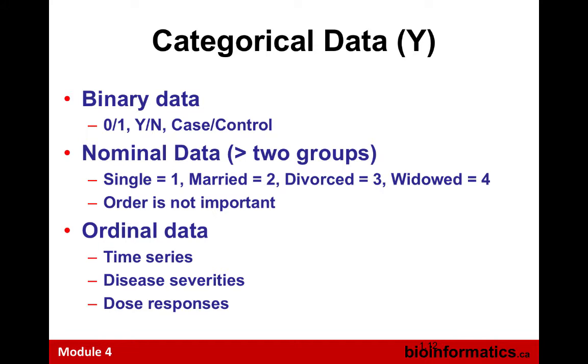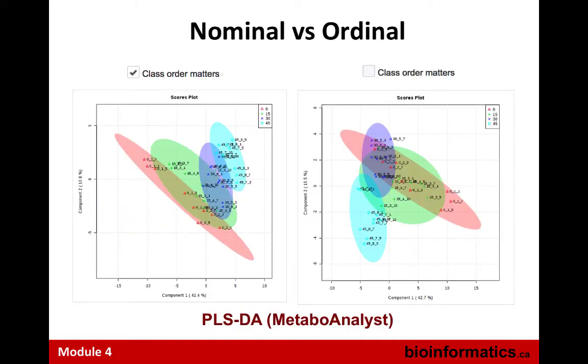And again, I just covered this. Just keep in mind there are such things, and in stats they are treated differently. Some of the methods can consider order, but a lot of methods like ANOVA probably cannot handle it even if you give it. And this is in MetaboAnalyst: in the recent version, they have this option, class order matters, or class order does not matter. Basically, this is going to be ordinal.